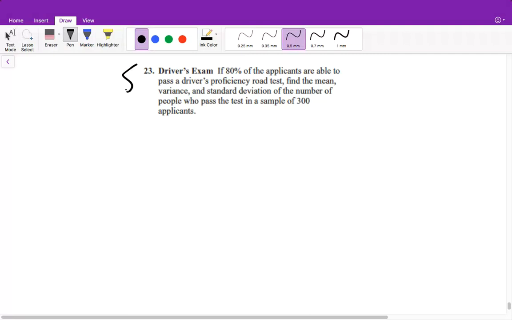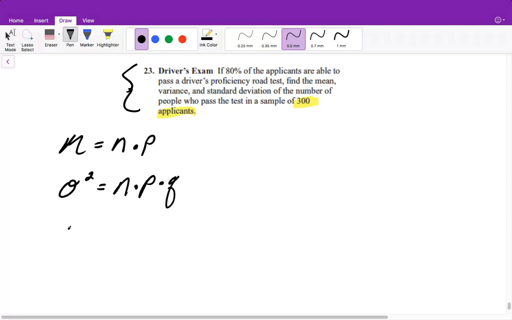So this is different than the expected value one, because once again, it gives us a total number, a finite number, 300 applicants. When it doesn't give us a finite number, then we do have to create the table and multiply our outcome and our probability. If they give you a finite number and you're finding the mean, our mean is equal to the total number times the odds or the probability of that happening. Our variance is equal to our total number times the odds of that event happening times the odds of the event not happening. And then our standard deviation is just the square root of our variance.